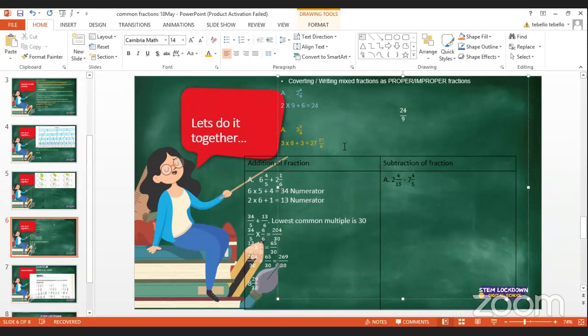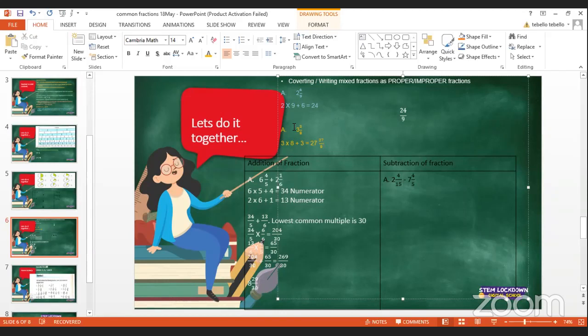So here we will change our numerator. Our numerator is the one that's changing, right? And our denominator is not changing. So in this case, we will have 2 multiplied by 9 plus 6 equals 24. And then our fraction will be 24 over 9.